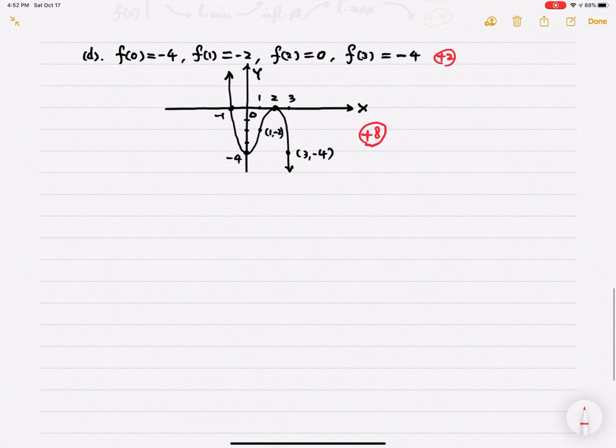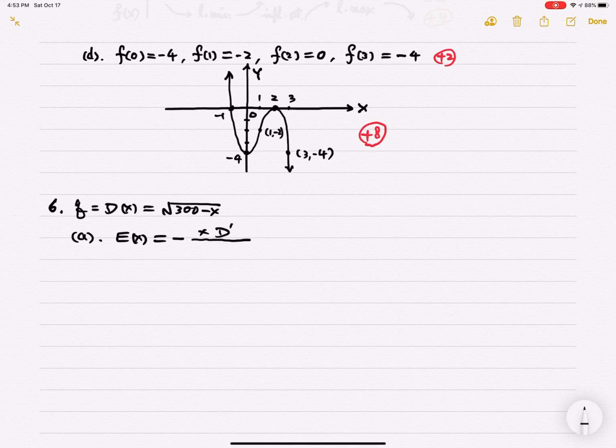Problem number 6. We have Q equal to D of x, demand function, equal to the square root of 300 minus x. Part A, we ask you to find the elasticity. So E of x, just use the formula, negative x times D prime of x over D of x.